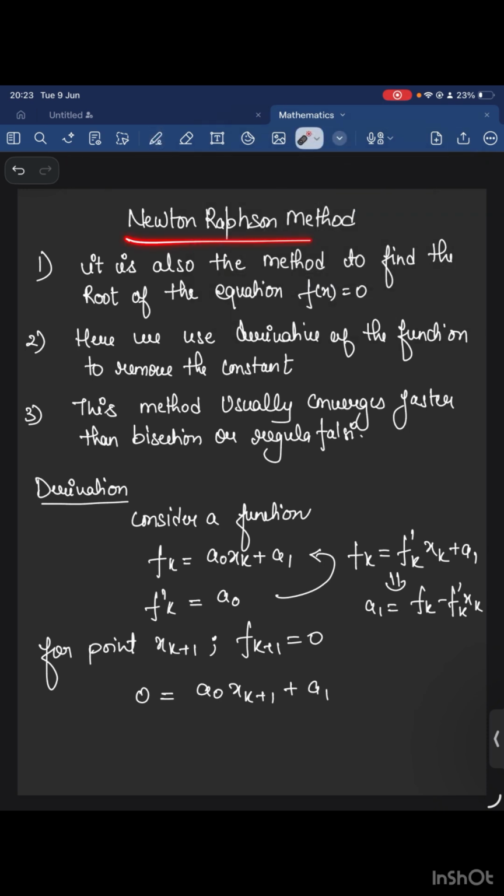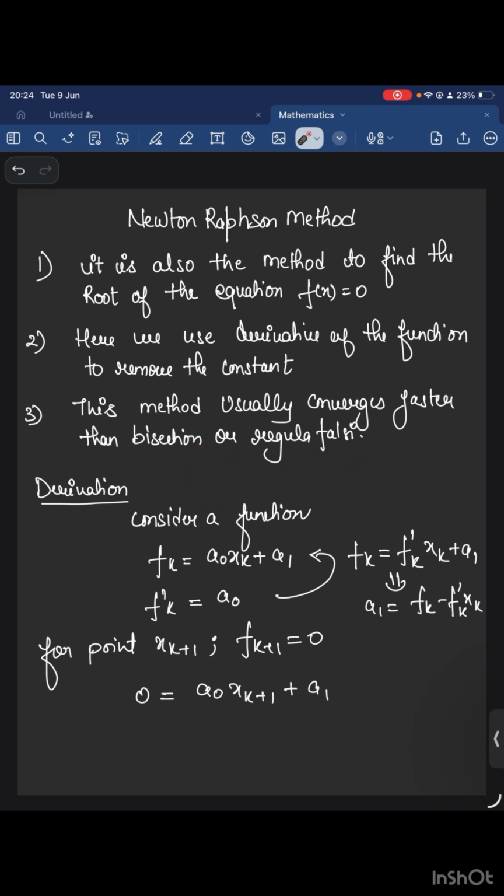Newton-Raphson method. It is also a method to find the root of the equation f of x. We have seen this. ये method bisection और regula falsi से ज़्यादा तेजी से converge करता है. Now we are going to see the derivation of it. हमें पहले से ही पता है, there is an equation हमने लिया है, वो है a0 x plus a1. अब किसी पॉइंट के लिए निकाल रहे हैं तो हमने माना f of xk is equal to a0 xk plus a1.